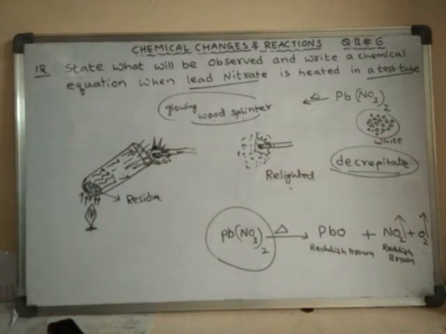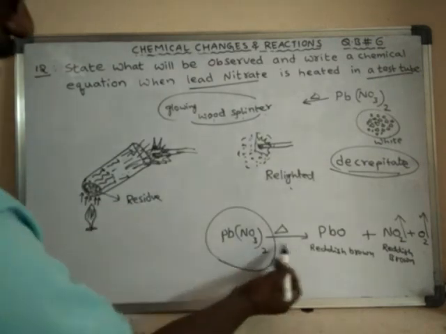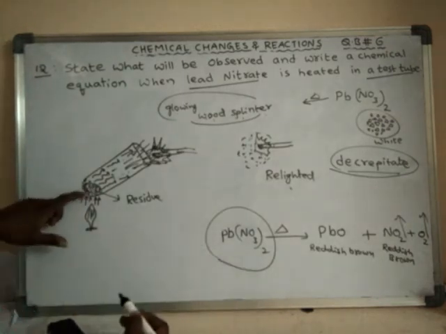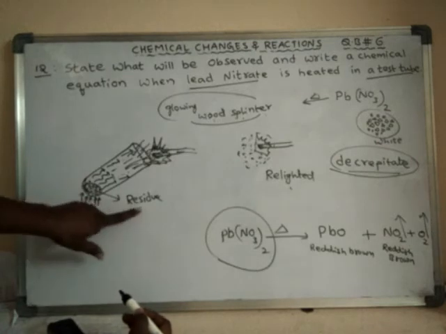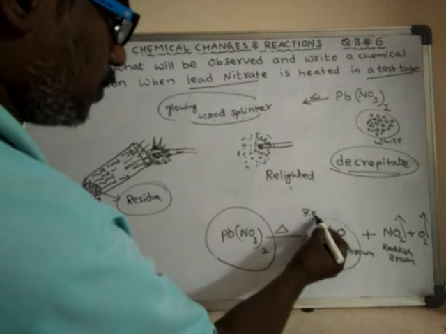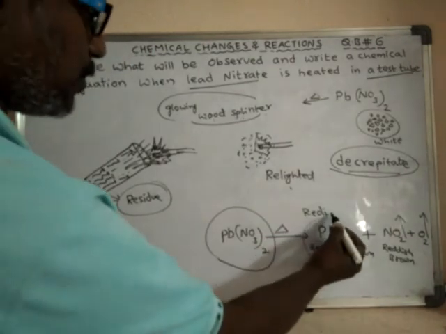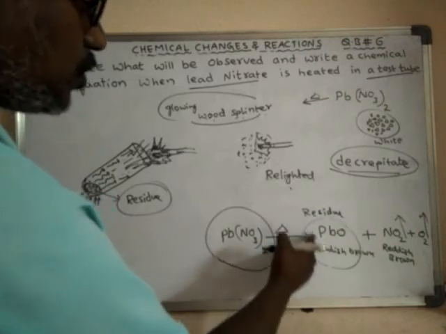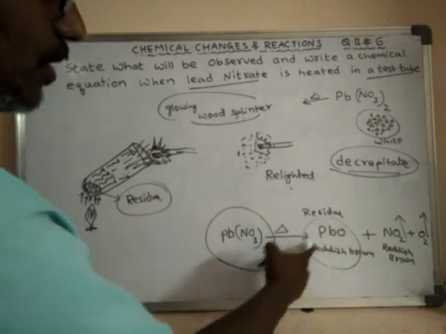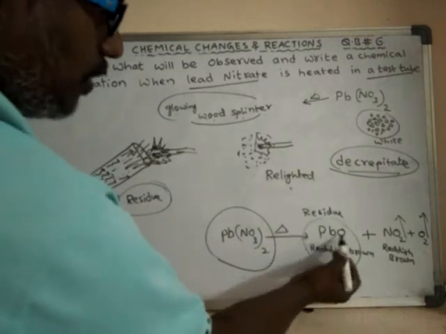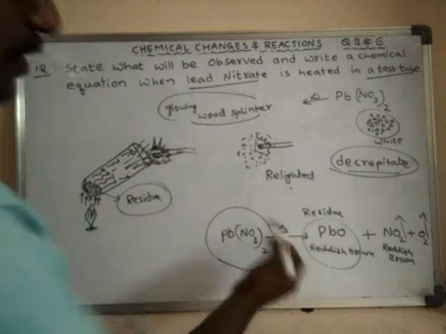So here if you observe this test tube slowly, what happens? Now the test tube is in hot condition. This is the residue, the leftover substance, generally known as residue. So what is the residue here? Which chemical is the residue? Lead monoxide is the residue. The color of lead monoxide is reddish brown when it is hot.